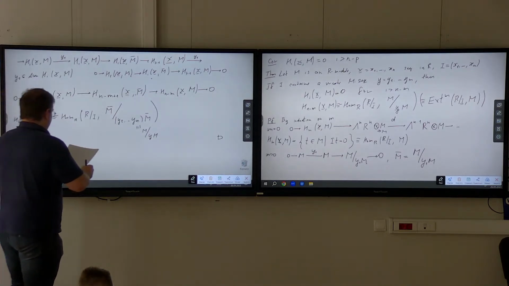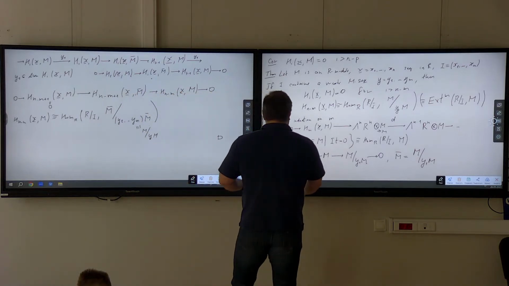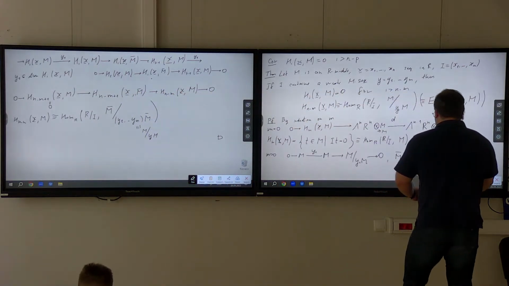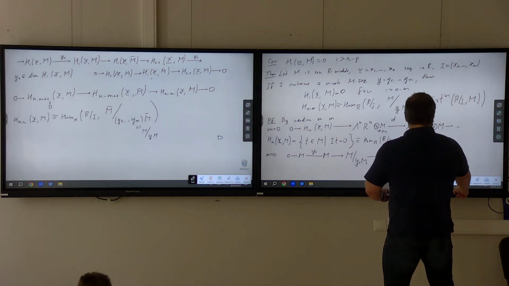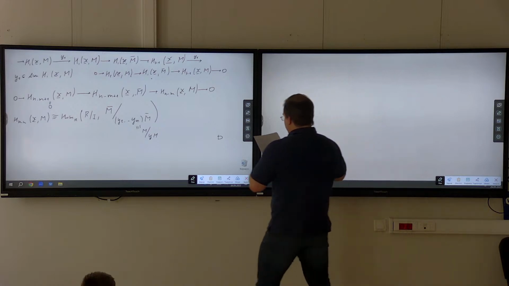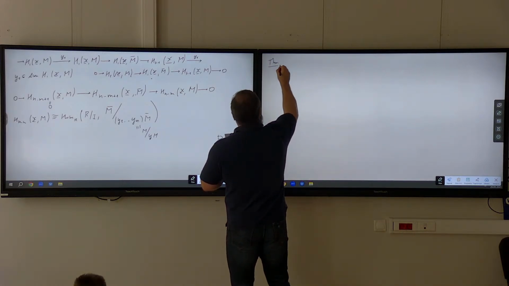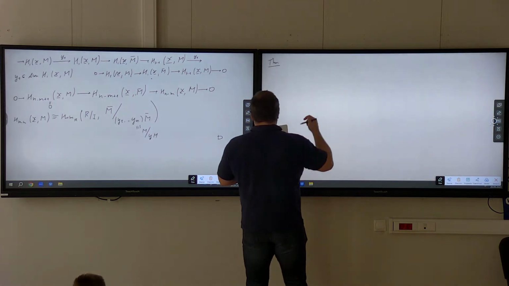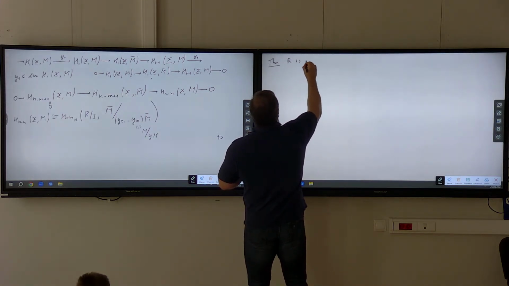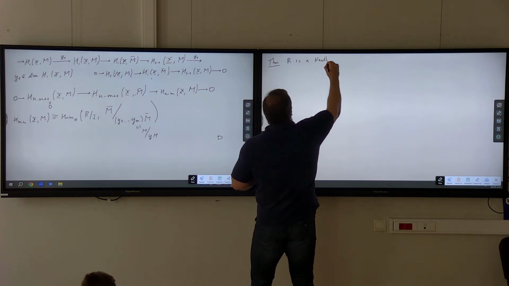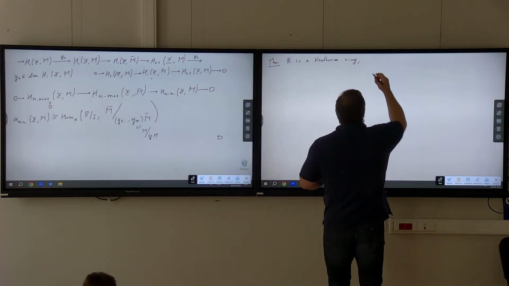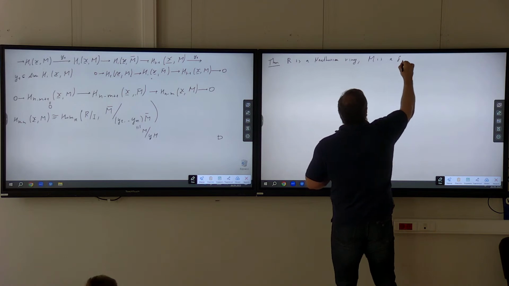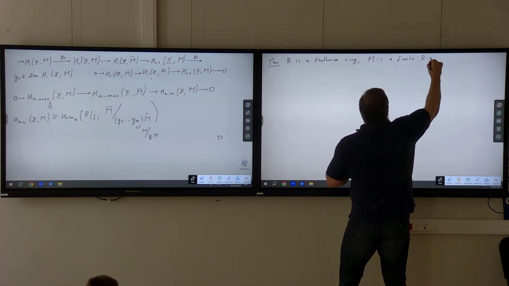Okay, so I have another theorem, where step by step we are trying to analyze how Koszul complexes are related to the notion of depth and regular sequences. So the next step is the theorem. R is an Artinian ring. R is an Artinian ring. M is a finite R-module.